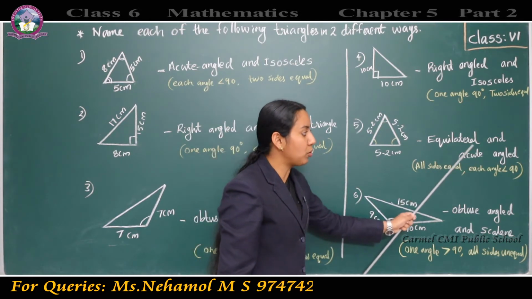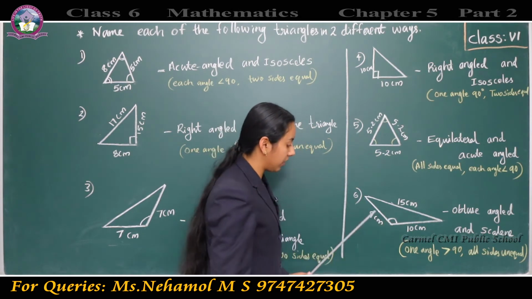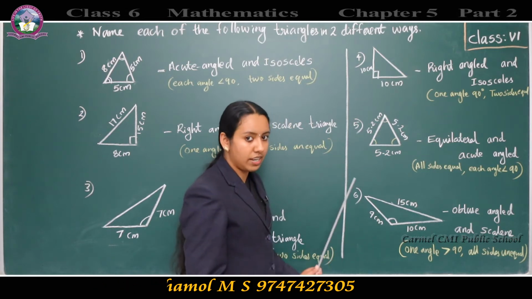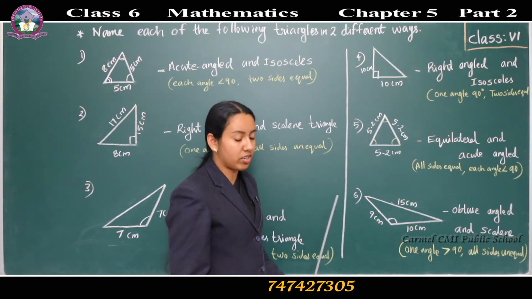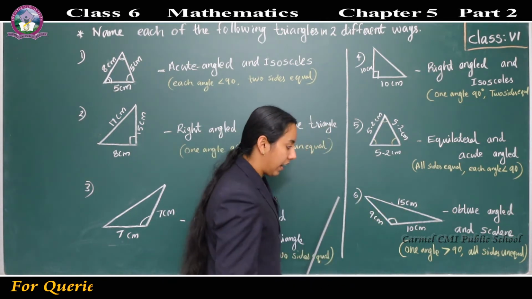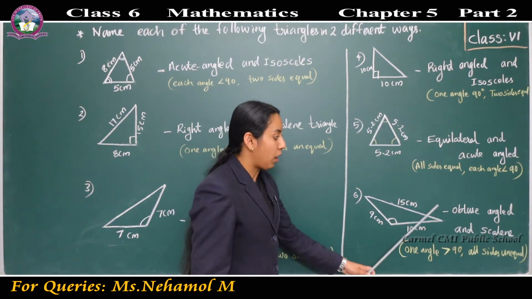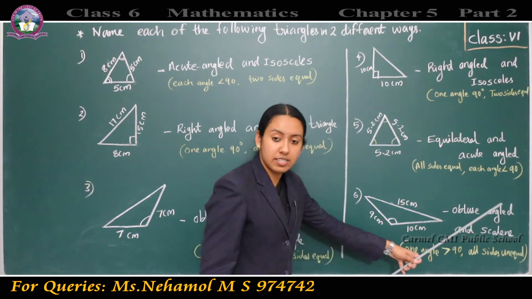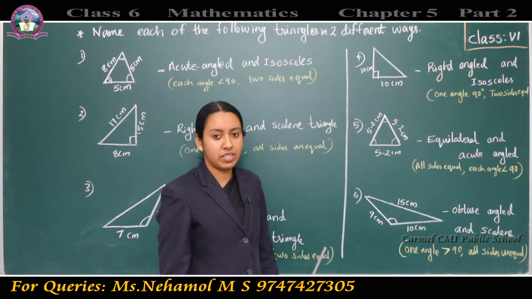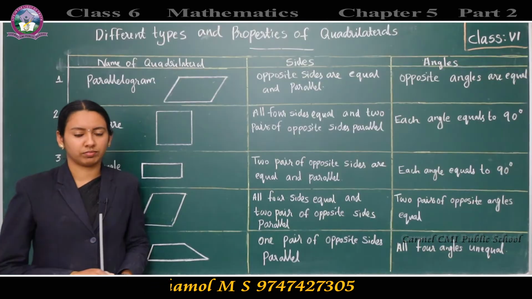Equilateral and acute angled triangle. Then next one, three sides are given: 9 centimeter, 10 centimeter, 15 centimeter. Three sides are different, so it is a scalene triangle. Then one angle is given and it is greater than 90 degree. So it is an obtuse angled and scalene triangle. This way we can name the triangles in two different ways.